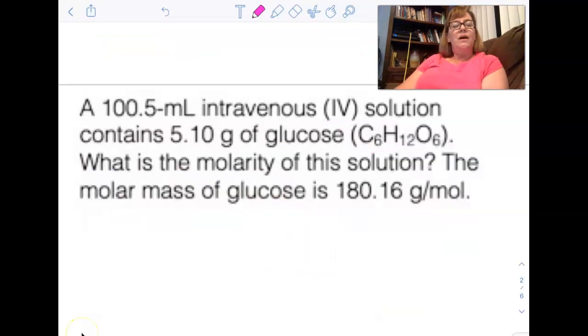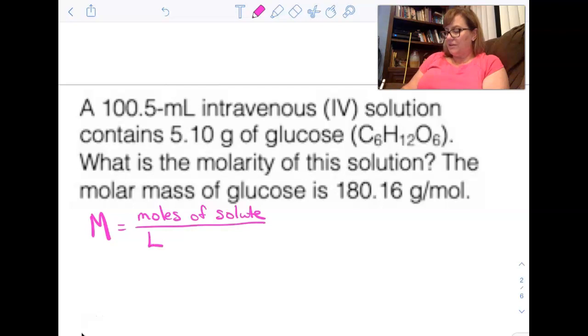Okay, so let's look at this one. If a 100.5 milliliter IV solution contains 5.1 grams of glucose, what is the molarity of the solution? The molar mass of glucose is 180.16. So molarity, that's your capital M. Remember, that equals moles of solute divided by liters of solution.